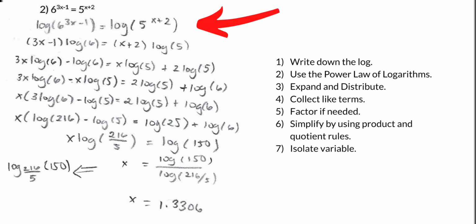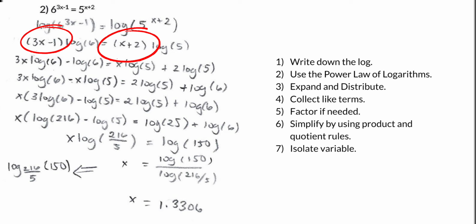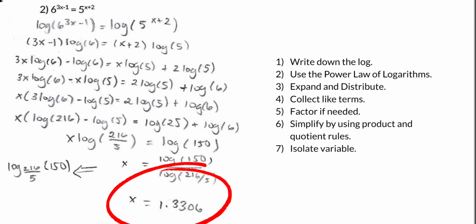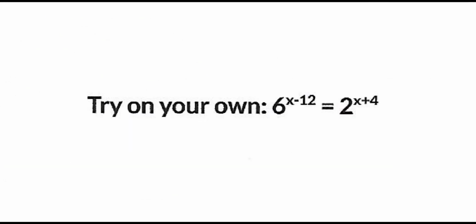First, take the log of both sides, then rewrite the exponent as the new coefficient. Use distributive property and collect like terms. Factor the x, and for this one you have to distribute 3 into 6 with 3 as a power, so it's 6 to the power of 3. Do the same thing on the other side with 2 being the power, which is 5 to the power of 2. Use product and quotient rule and solve for x, which is 1.3306. Now that you know how to solve exponential functions, try this on your own.